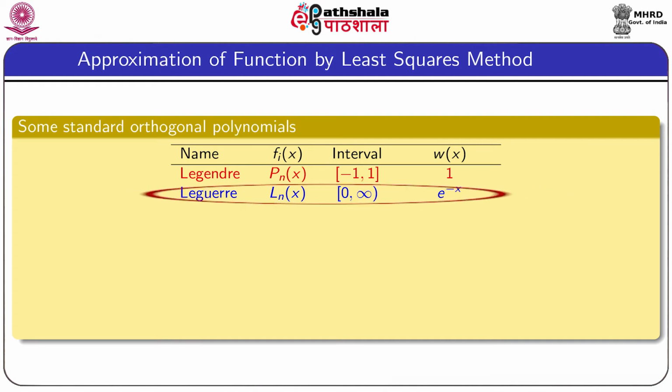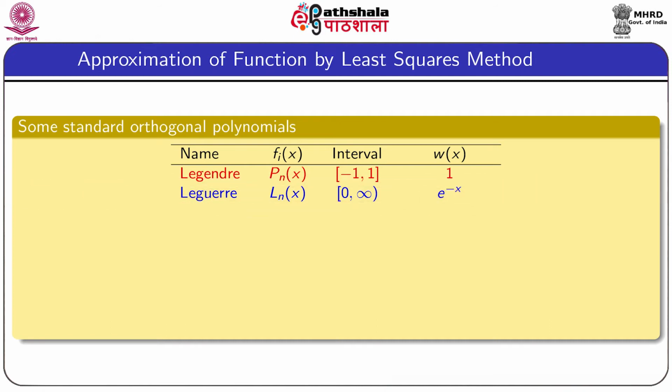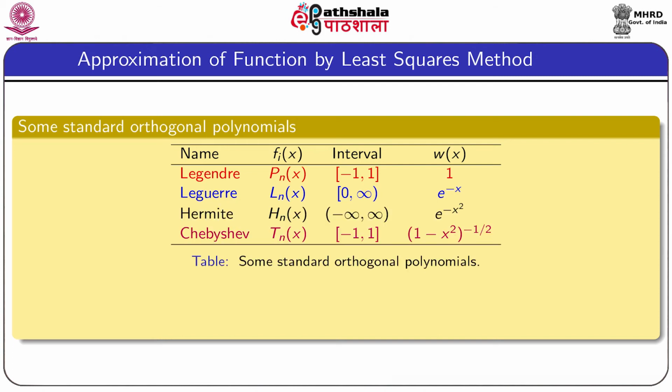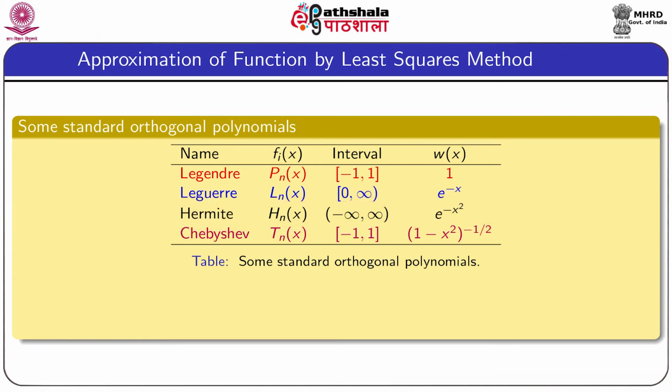The second orthogonal polynomial is due to Laguerre, denoted by Ln(x), and this is defined in the half open interval 0 to infinity. The weight function is e to the power minus x. Another standard orthogonal polynomial is the Hermite polynomial denoted by Hn(x), and it is defined over the whole real line, minus infinity to infinity, and the weight function for this orthogonal polynomial is e to the power minus x square.